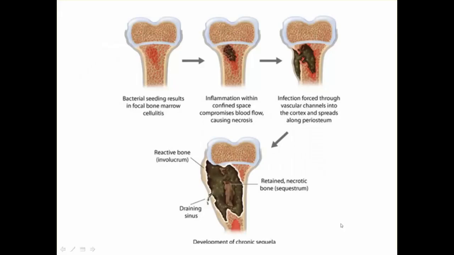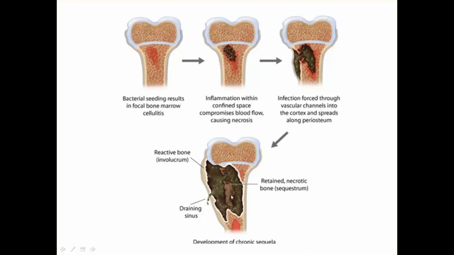Then this is the bacteria seeding into the bone, resulting in a focal area of bone marrow cellulitis. Then inflammation will compromise the blood flow, causing necrosis, and infection is forced through the vascular channel into the cortex. This is the site of the entrance of the nutrient artery, where the infection will retrograde, pass through the same route into the subperiosteal area, leading to periosteal elevation and subperiosteal new bone formation.